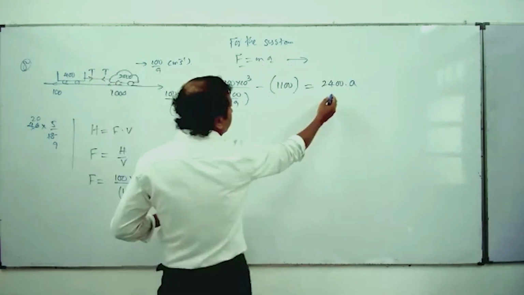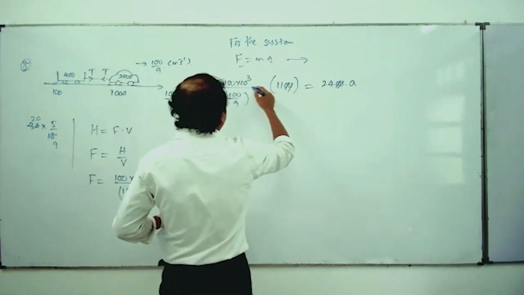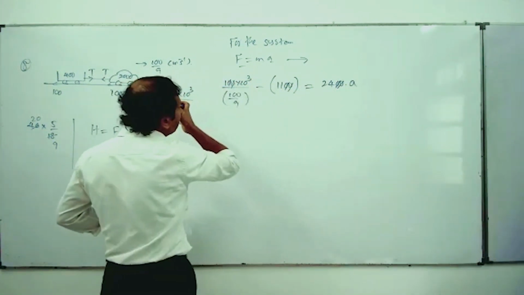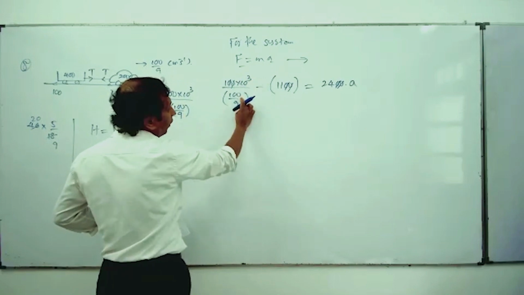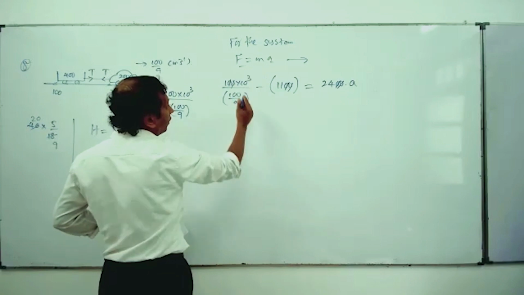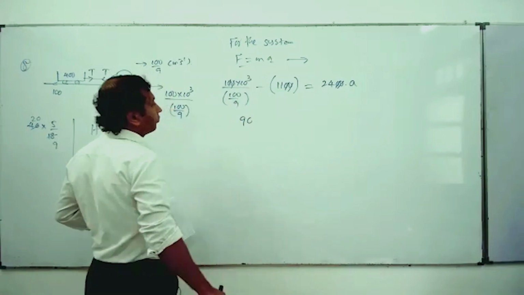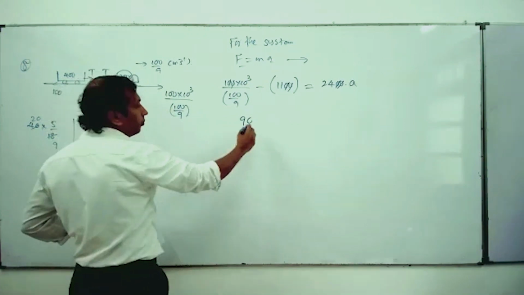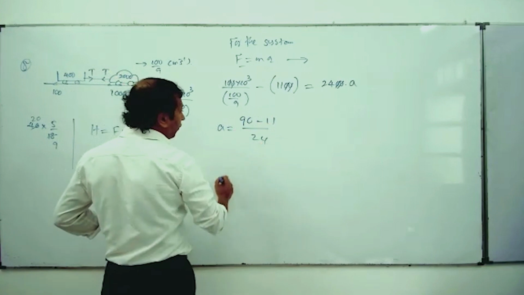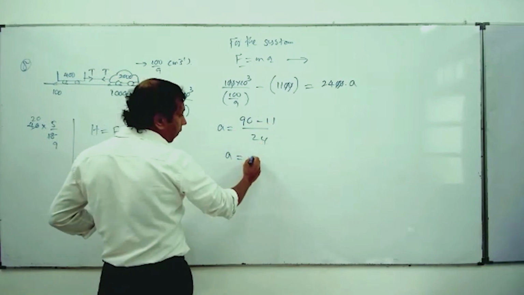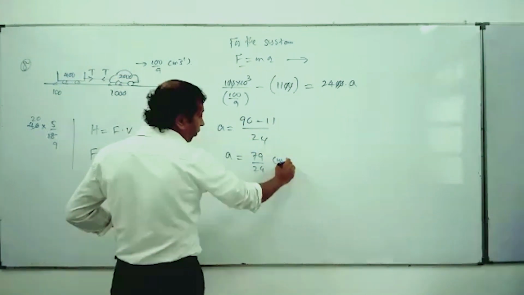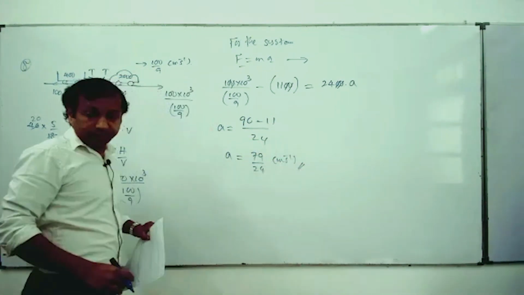2 zeros we can cancel down. Here 1000, here 100, then 100, then this here 90 minus 11, divided by 24, equals 79 upon 24 meters per second squared, a is minus 1.